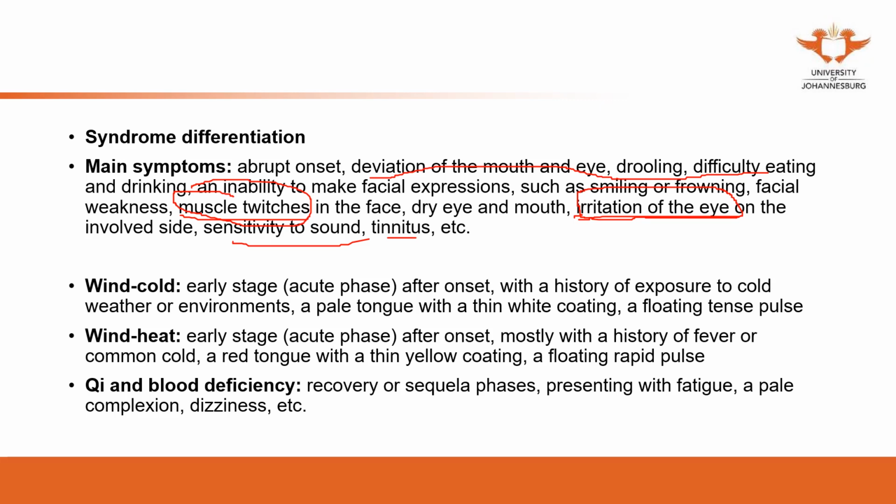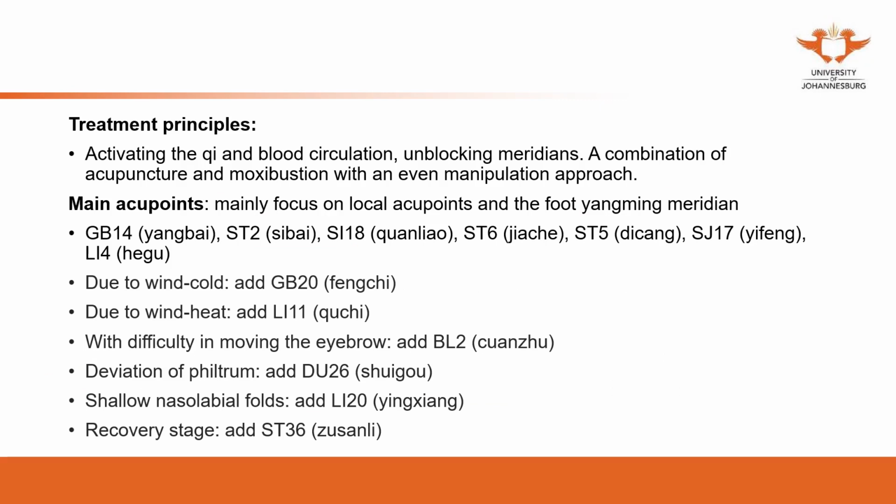And the syndrome differentiation: wind cold, wind heat, qi and blood deficiency, especially after a long term, in the recovery phase or sequelae phase. Apart from the treatments on the face, you need to focus on qi and blood, to tonify the qi and blood. The treatment principles are to activate the qi and blood circulation and unblock the meridians. We can use a combination of acupuncture and moxibustion.